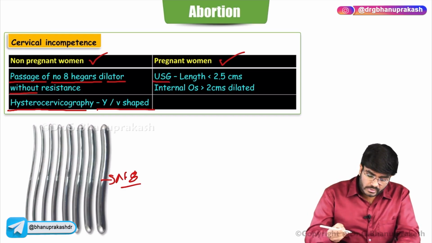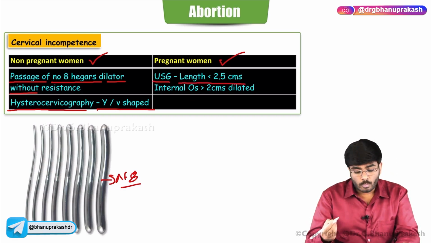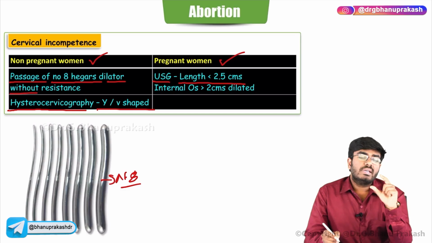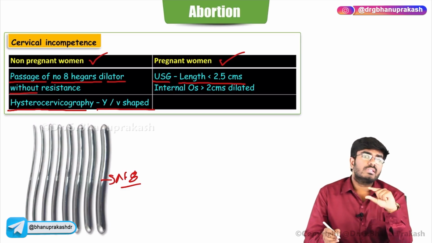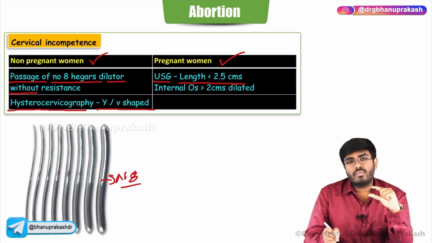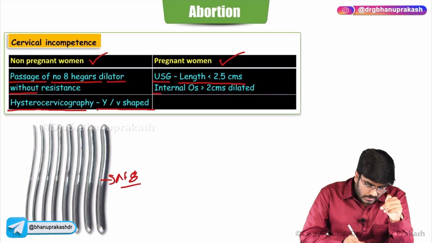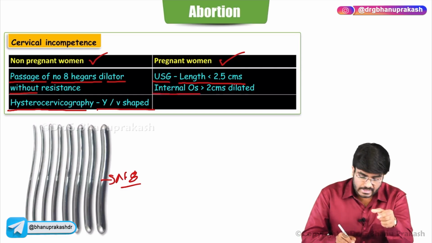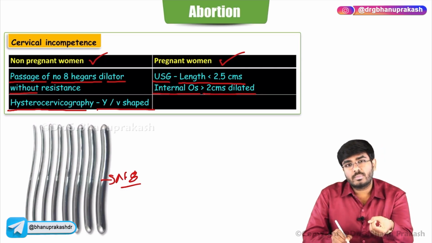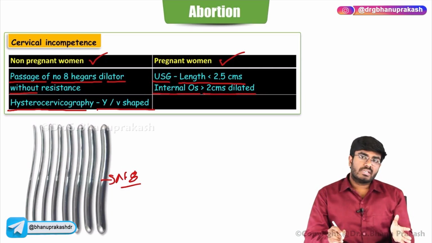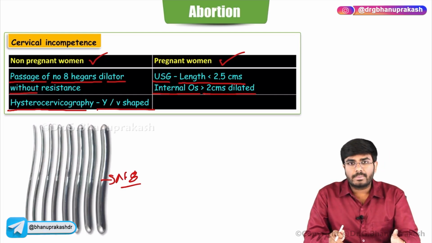So on doing ultrasonography, if you see the cervical length less than 2.5 centimeters, now this is an incompetent cervix. If you won't manage it, it will end up as abortion. Or if the internal os has dilated more than 2 centimeters, now this is an incompetent cervix. Now you have to do certain management. You have to intervene.